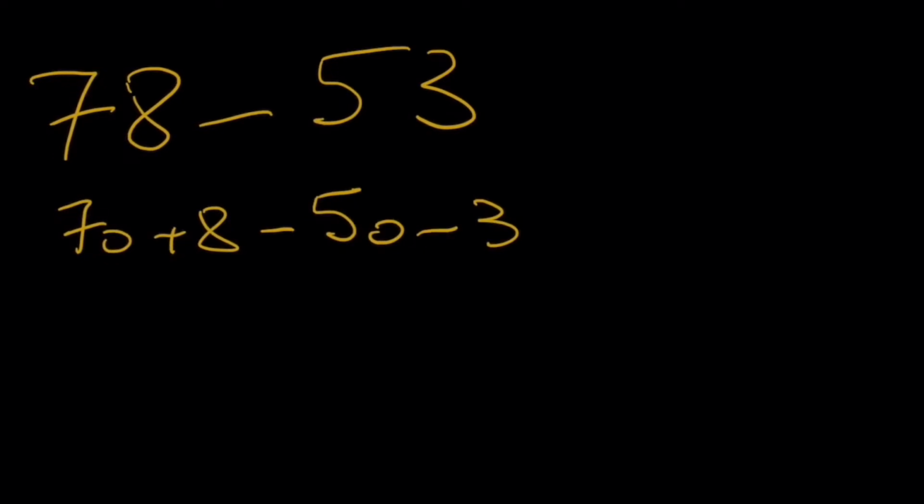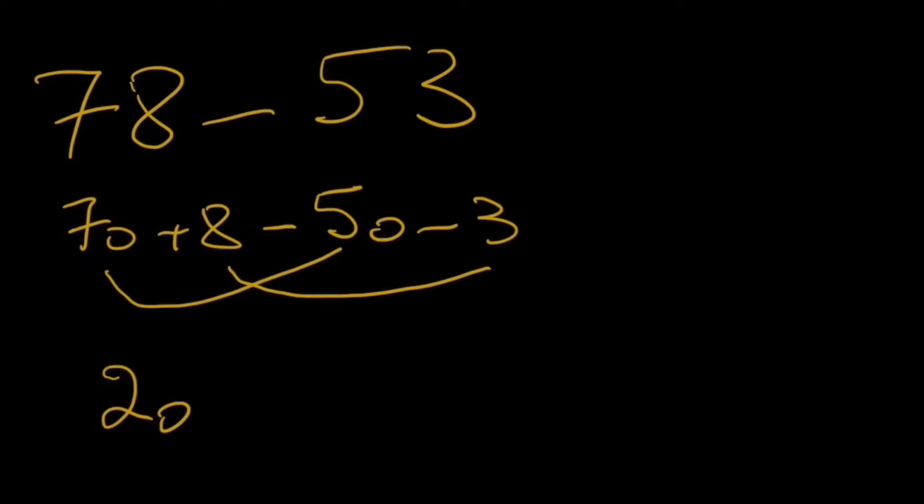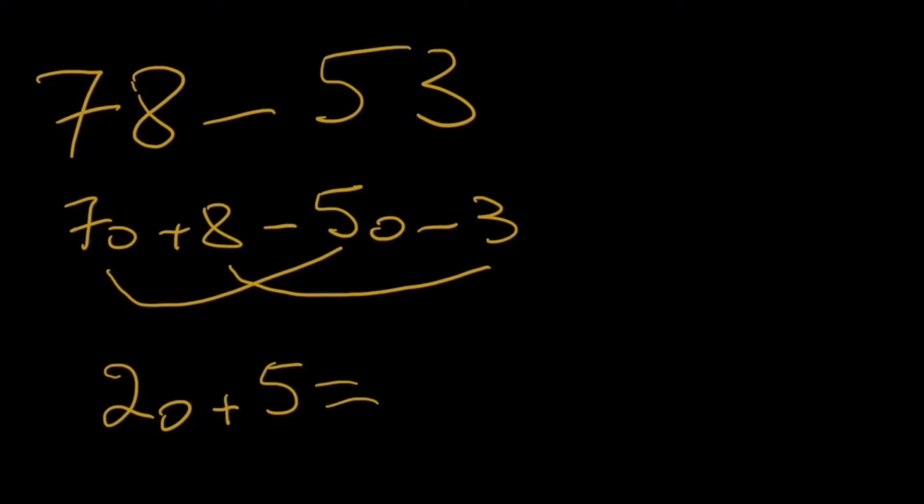So 70 minus 50 will be 20. And then 8 minus 3 will be 5. So our final answer will be 25.